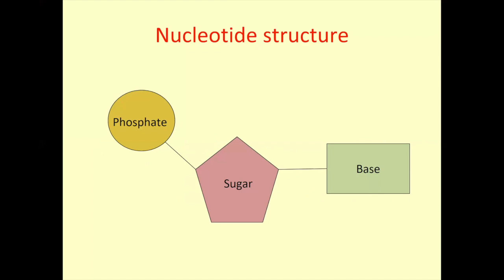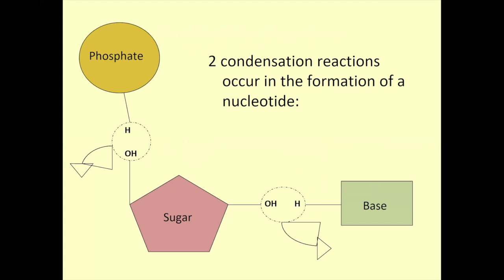DNA is made of nucleotides. And we have a phosphate, a ribose or a deoxyribose sugar, and a base, a nitrogenous base. And obviously it's the nitrogen that means it's a base. But they're both hexoses, as you'll see in a minute, and they connect with a condensation reaction.